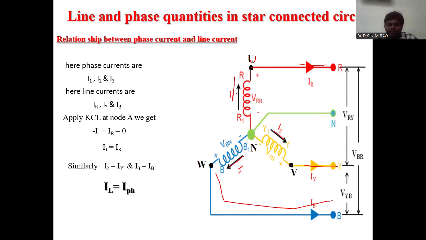So finally, phase current I1 equals line current. For a three phase star connected system, phase current equals line current, or line current equals phase current. So this is the conclusion for the star connected system. What is the relationship between line current and phase current? Both are the same. Phase current equals line current.